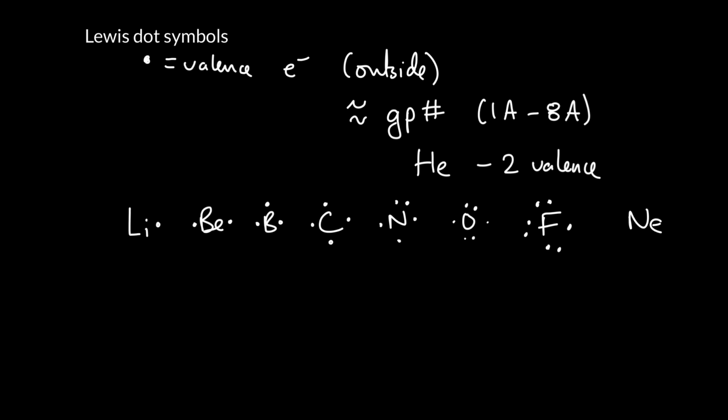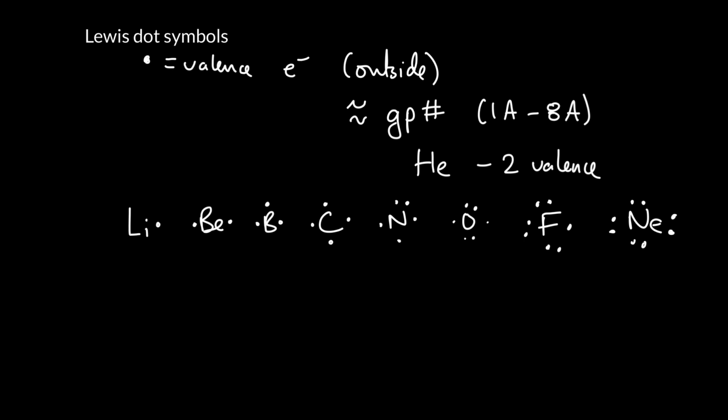And all the way at the other end of the period is neon, and neon has 8 around it. I probably shouldn't have paired them up like that, but I should have done 1, 2, 3, 4 individually, and then 5, 6, 7, 8 paired up. But notice that as we go across the period, the first half of the elements have unpaired dots, and then as we go across the last half, we start to pair up those dots again. And what are they? They are the valence electrons.